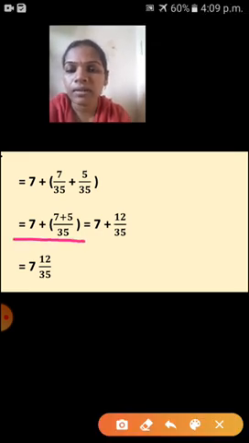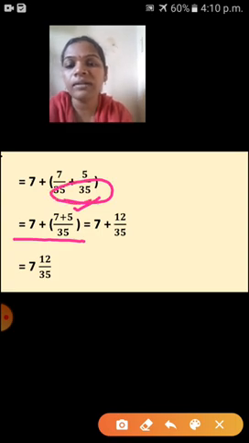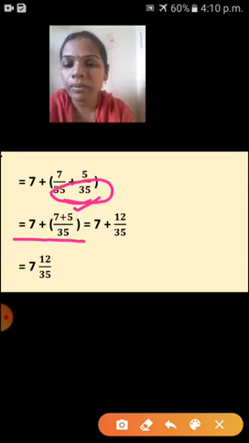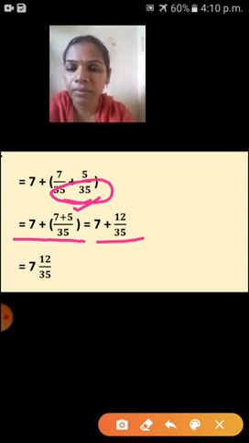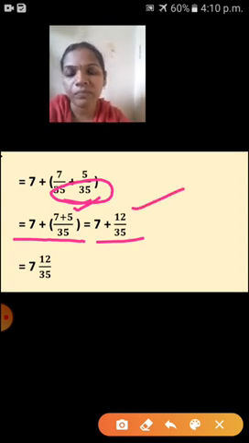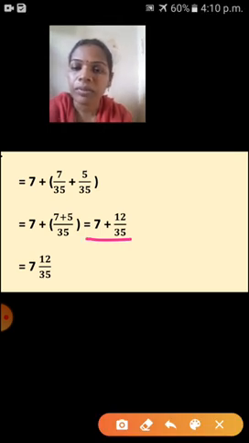7 plus, that numerator you have to add. Next step is what? Numerator you have to add. That means 7 plus 5 upon the denominator. What do you have to write? You don't change the denominator, you have to write the denominator the same, that means 35. So 7 plus 5 upon 35, and here 7 plus 5, what is your answer? 12 upon 35.